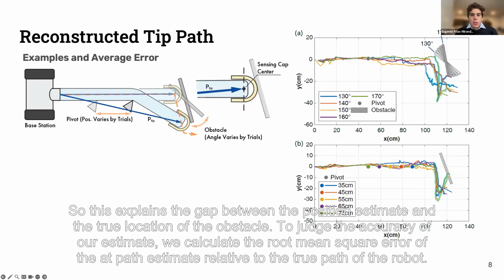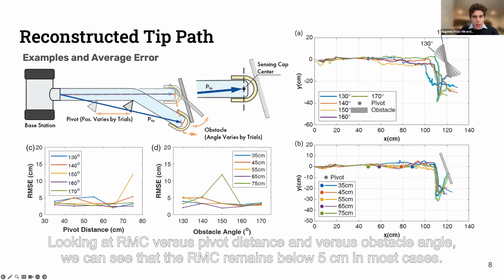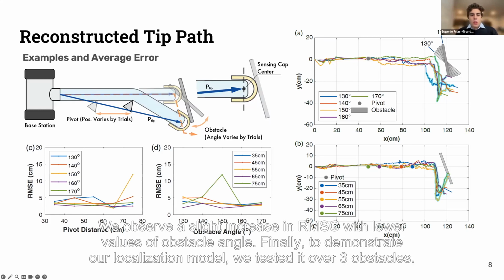To judge the accuracy of our estimate, we calculate the root mean square error of the path estimate relative to the true path of the robot. Looking at RMSE versus pivot distance and versus obstacle angle, we can see that the RMSE remains below 5 centimeters in most cases. We observe a slight increase in RMSE with lower values of obstacle angle.